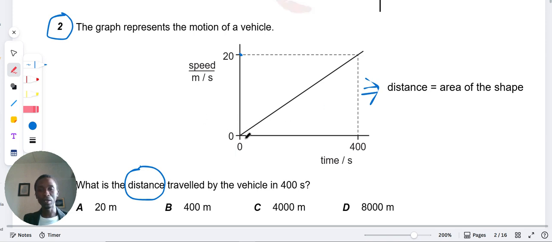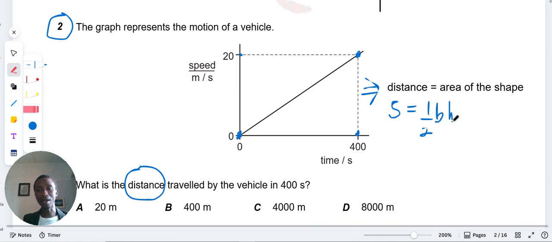Let's quickly analyze that. This is where the body started from, point O, and it traveled along this diagonal, and the body stopped here. How long does it take the body to cover that distance? Actually, it took the body 400 seconds. So a triangle has been formed, and the next question we ask ourselves is, what is the formula to find the area of the triangle? The formula to find the area of a triangle is half base times height.